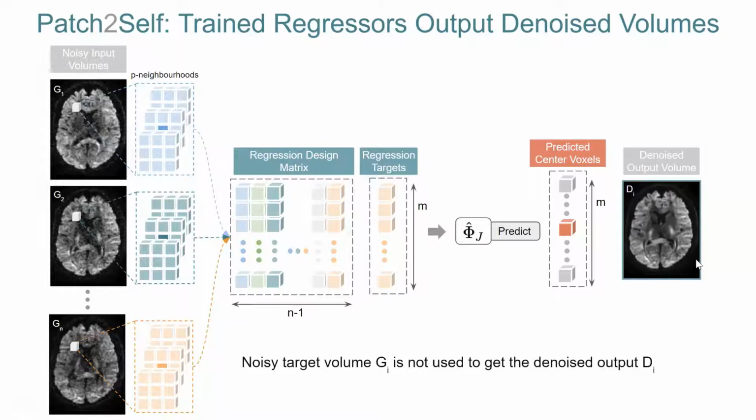Note that the target volume is only used as a target and is not used in the training, like the subset.